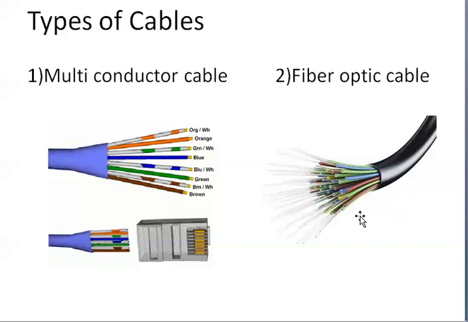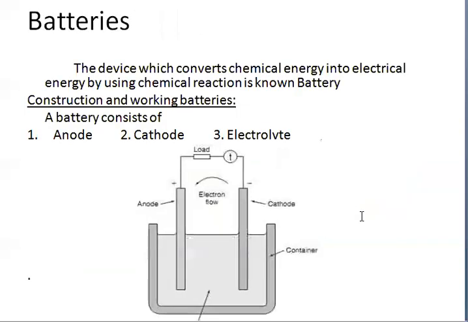And coming to our next topic, that is batteries. The device which converts chemical energy into electrical energy by using a chemical reaction is known as a battery. The construction and working of batteries are in the back. This is the construction diagram of a battery. There exist mainly three parts: anode, cathode, and electrolyte.